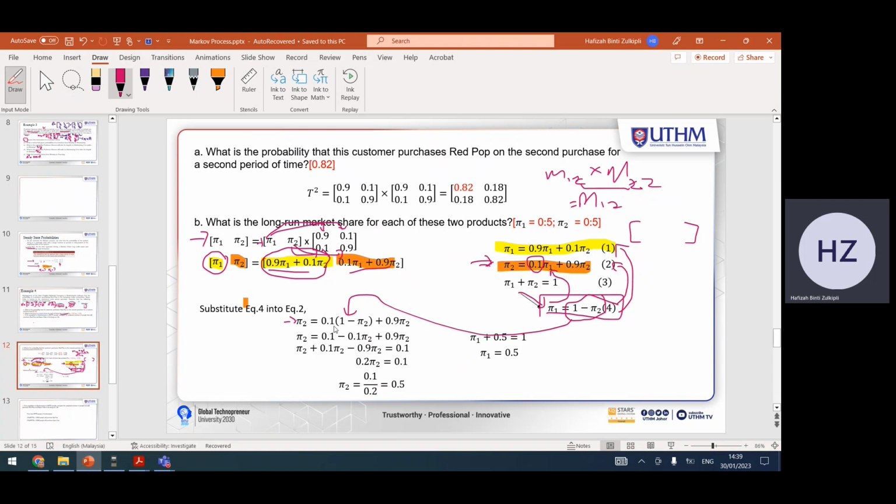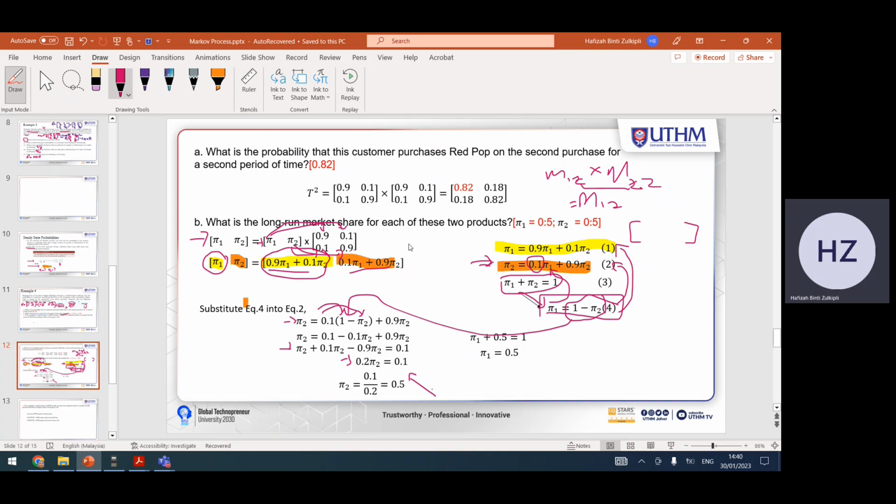Okay, so solve this problem. Expand the bracket, and then you get pi 2 and pi 2. Move all of the pi 2 to the left side. So pi 2 plus 0.1 minus 0.9, and then you get 0.2 pi 2 is 0.1. Pi 2 is 0.1 divided by 0.2, which is 0.5. Since pi 1 plus pi 2 is equal to 1, when pi 2 is 0.5, pi 1 is 0.5. So that is the answer for B.